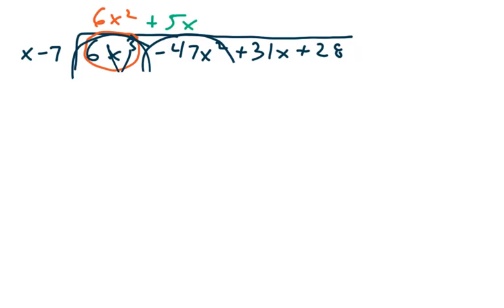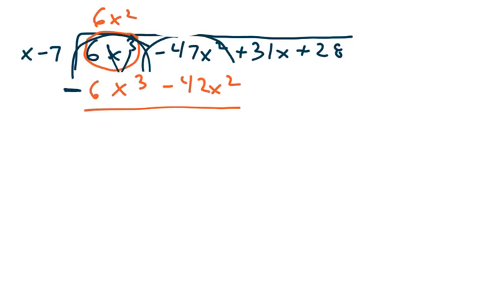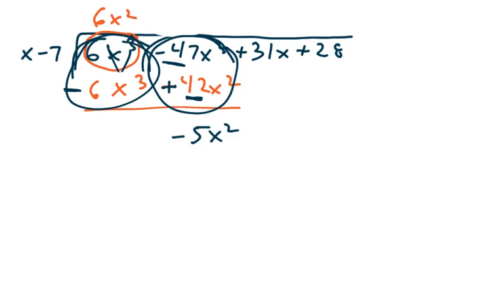backtracking just a little bit, okay? Here was my mistake. When I distributed here, I did do that correctly. I got 6x cubed minus 42x squared. When I did my subtraction, I again set it up correctly. 6 minus 6 x cubed is 0. So the x cubes are gone again, right? But right here, I made my little mistake. Negative 47 and a 42 is a negative 5x squared. So again, I bring down my 31x.